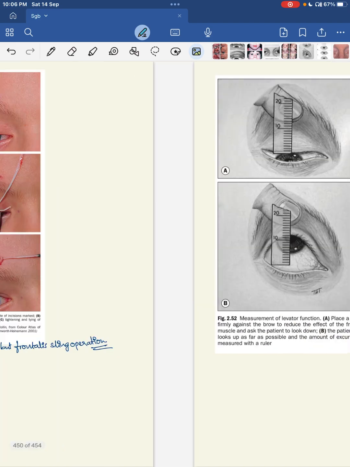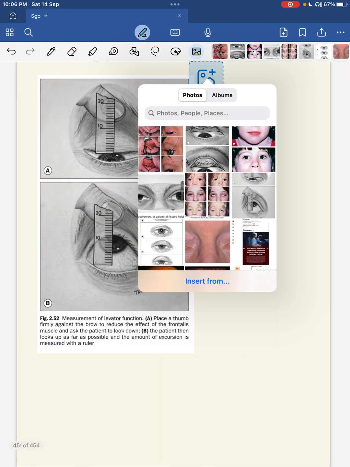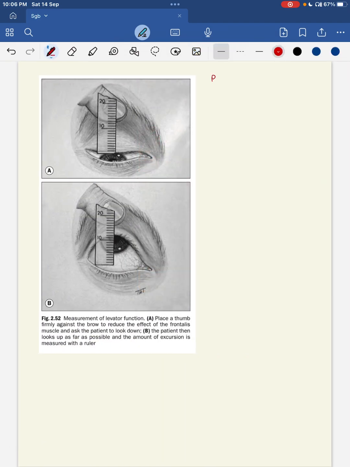See, this is called Berg's test. Here, first, the examiner has to hold his thumb against the brow, because frontalis muscle action should be stopped. Only LPS function we are assessing here. So hold the thumb against the brow and inhibit the frontalis muscle.